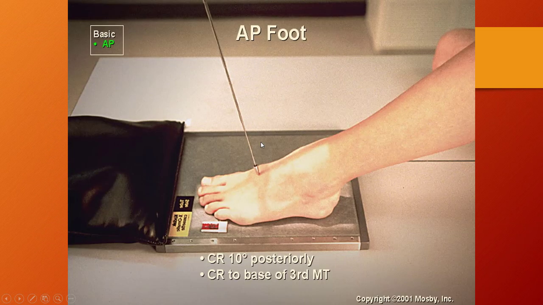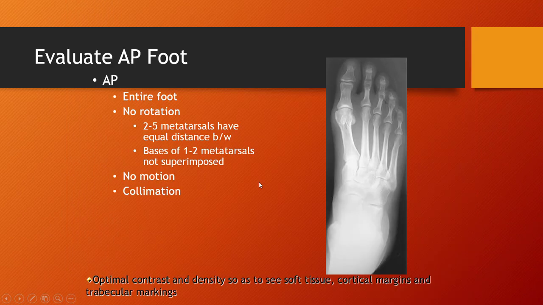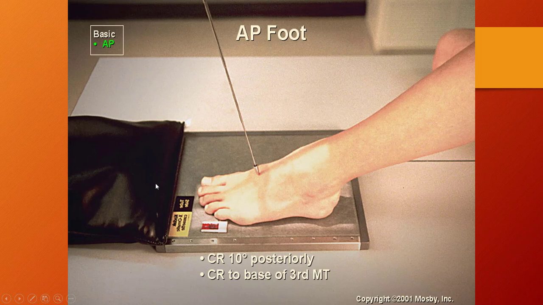Here's an image of the AP foot. Again, you're centering at that third MT, and you're going to place a 10 degree angle on your tube towards the calcaneus. Actually, let me point out the sandbag. The purpose of the sandbag is to keep it from sliding your image receptor. So when people place their foot down, they tend to push forward and that cassette tends to slide off the table. That sandbag's there to help prevent that.